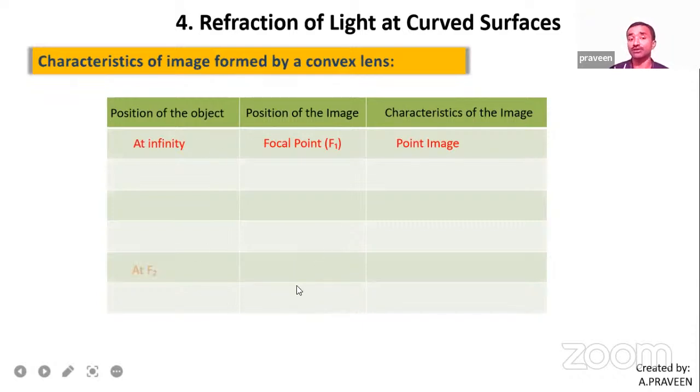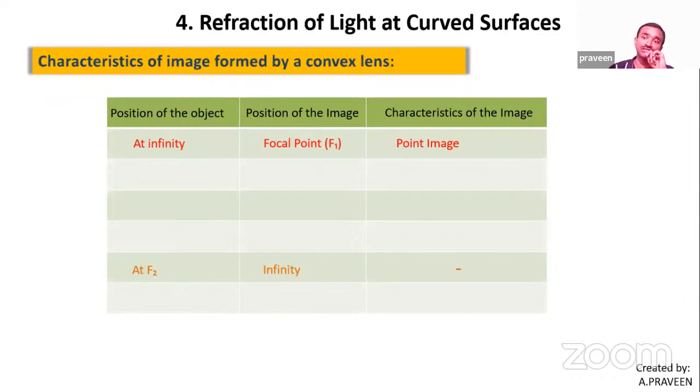The next one I am giving you is F2. Why? Because when the object is at infinity, the image is at focus. When the object is at focus, the image will be at infinity. That's why I am giving you this one, so it is easy to remember. So the object is placed at F2, and the image is obtained at infinity. How did we decide? Because the refracted light rays are parallel to each other. Then characteristics are written as blank as per your textbook. But in another textbook, I observed highly enlarged and inverted, so that's why I wrote that in the characteristics. Then at infinity, focal point; at focal point, infinity. So this is the relation.